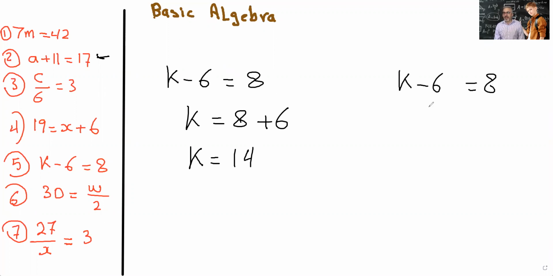The other way: k minus 6 equals 8. To get rid of that minus 6, I add 6 to this side, and whatever I do to the left side, I do to the right side. That will cancel, and k equals 14. We'll do the next one.